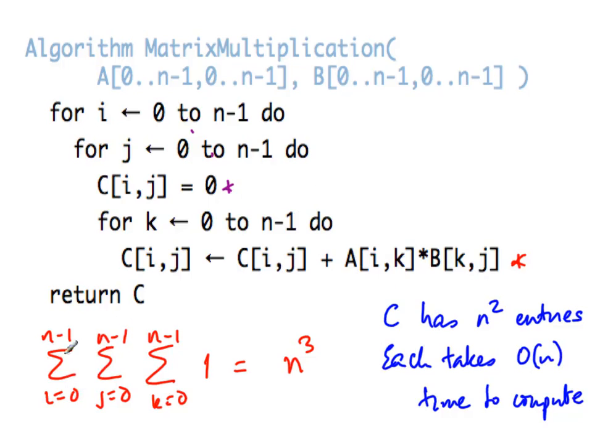One is to follow our recipe, which is to write out a summation and solve it. The other one is to make some observation about what you're computing and try to count it in a different way. We have to update n squared values, and each of these n squared values takes linear time to compute.